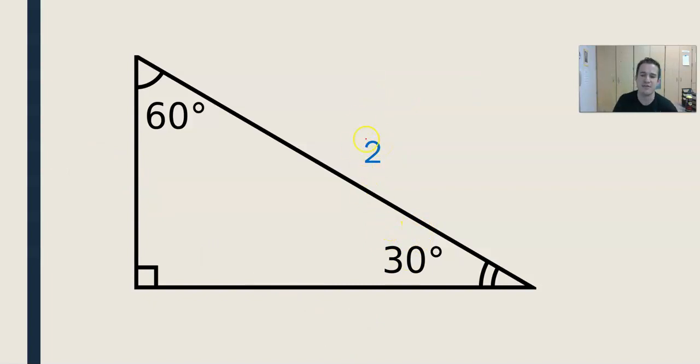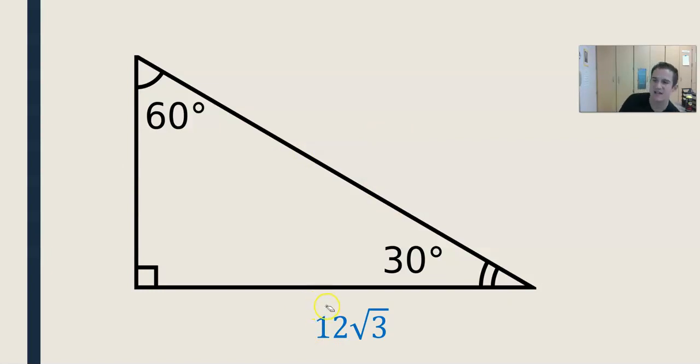So then if the hypotenuse is 2, that's going to be double the short side. So this short side is going to be 1. And then this longest side is going to be 1 times the square root of 3, or just the square root of 3. 1, 2, and the square root of 3.